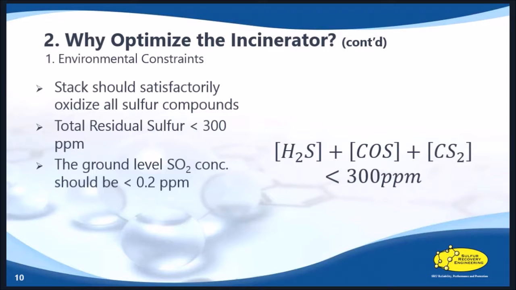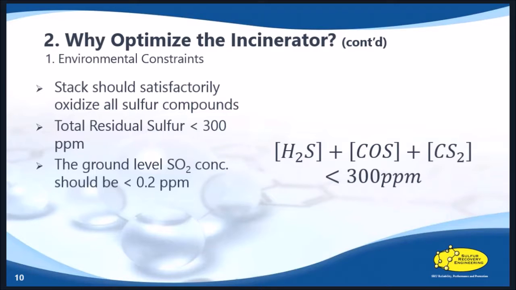The residual sulfur, TRS, at our stack exit should be lower than 300 ppm. In other terms, this compound consists of H2S, COS, and CS2, so the aggregate amount of all these components should not be above 300 ppm. If the facility is operating below 200 ppm, I would call it a bit conservative operation. One should strive to operate between 200 and 300 ppm.